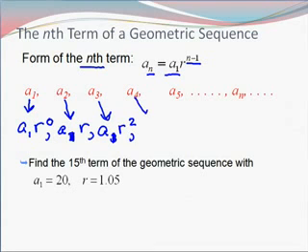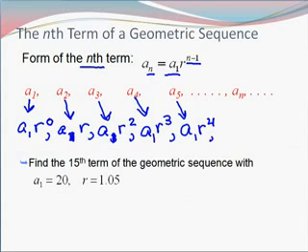Your fourth term now is going to be a1 times r cubed. The fifth term, a1 times r to the fourth. And following that pattern, your nth term is a sub 1 times r to the n minus 1.